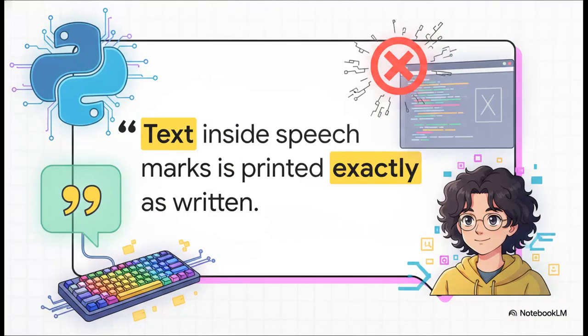Now, when we're actually typing our outputs in Python, we have to be super careful with our formatting. There's a major rule here. Text inside speech marks is printed exactly as written. If you type print, quote, hello, unquote, the screen will just literally say hello. However, a word with 0 speech marks around it, that tells Python to go look inside that labeled variable box and print whatever is currently stored inside it.